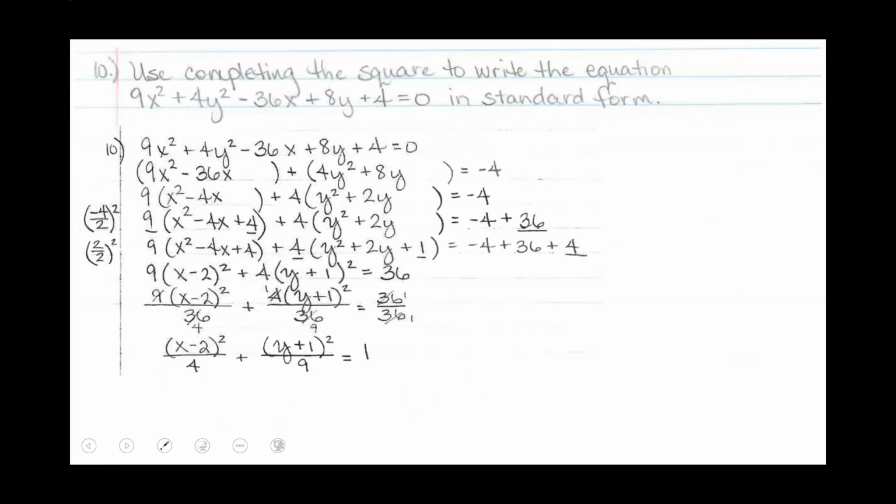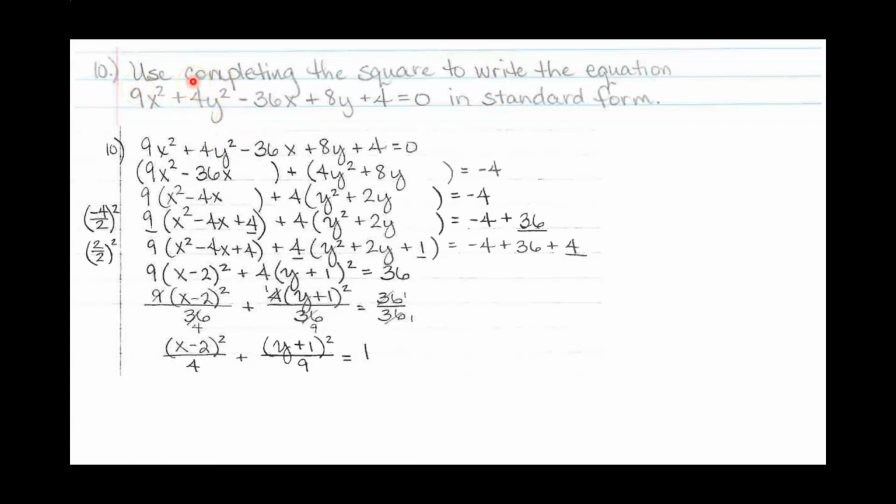All right, then use completing the square to write the equation in standard form. Now, if you'll notice, I have an x squared and a y squared, and they're both positive. So this is an ellipse. If one's positive and one's negative, it's a hyperbola. So this is going to be an ellipse, and I'm going to need to complete the square for x, and I'm going to need to complete the square for y.